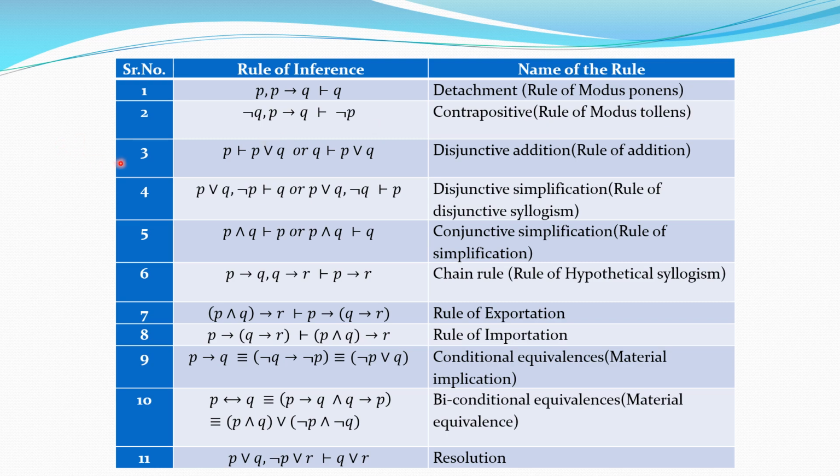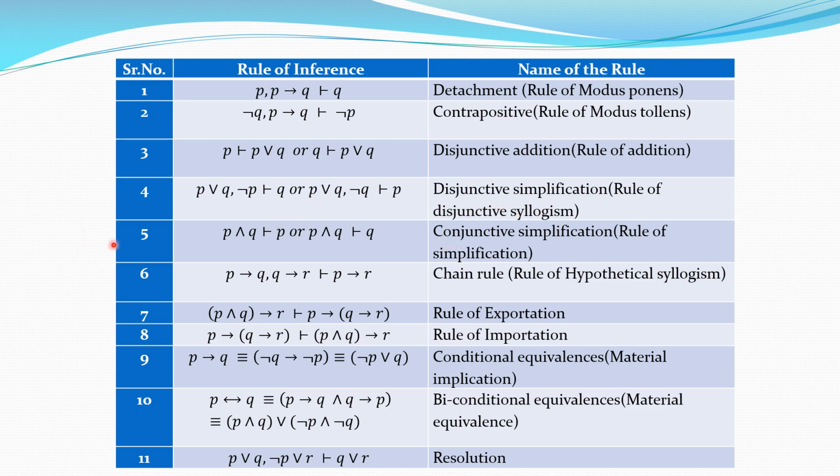Now third one, P yields P or Q, Q yields P or Q. It means whenever P is given as hypothesis or Q is given as hypothesis, then from that we get P or Q as a conclusion. Now this is known as disjunctive addition or rule of addition. Now fourth one is P or Q, negation P yields Q, or P or Q, negation Q yields P. Now this is known as disjunctive simplification or rule of disjunctive syllogism.